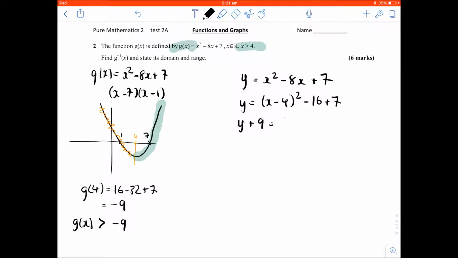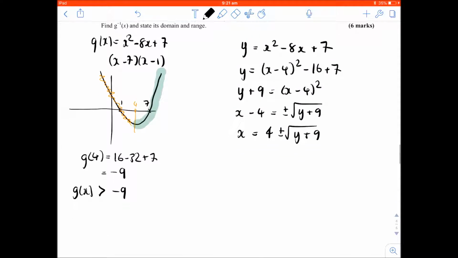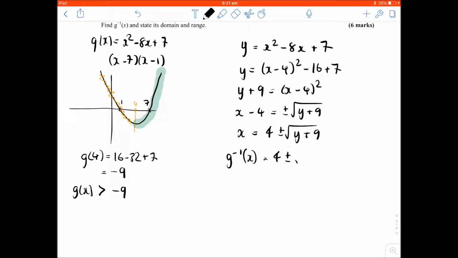y add 9 is equal to x minus 4, all squared. x minus 4 is equal to plus or minus the square root of y add 9. And x is equal to 4 plus or minus the square root of y add 9. And so then we just replace our values. So we've got g to the minus 1 of x is equal to 4 plus or minus the square root of x add 9. And that is our inverse equation.